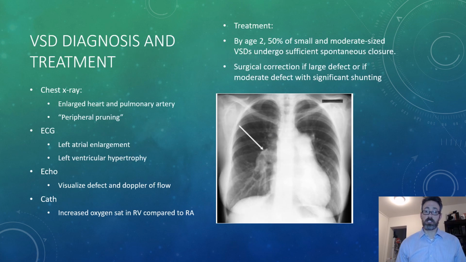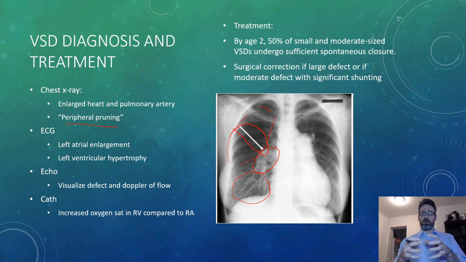In terms of diagnosis and treatment, chest x-ray is going to show that silhouette with an enlarged heart. But you might also see an enlarged pulmonary artery, which is actually what this arrow here is pointing at. It's showing you this very large pulmonary artery. And in fact, if you look down towards the base, you can see some good vasculature there. But if you look towards the apices in the mid-lung region, you don't actually see a lot of good vascular markings there. And this is referred to as peripheral pruning.